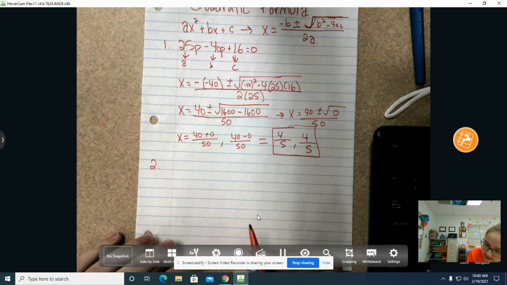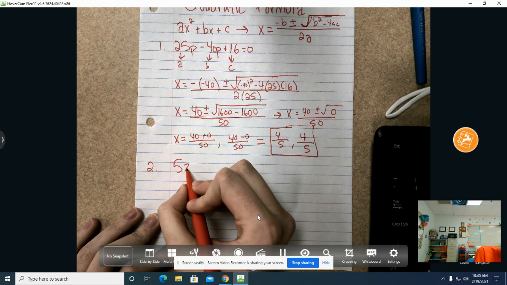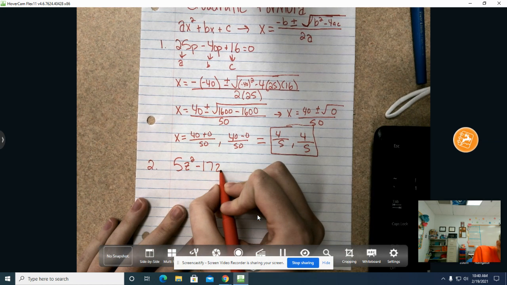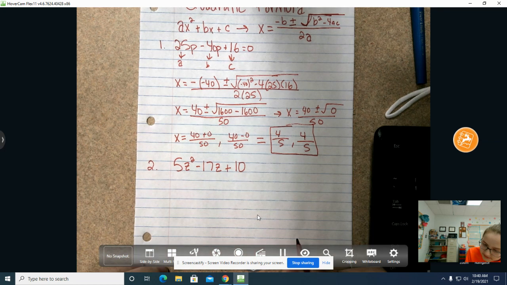Let's do an irrational one. So let's say we have 5z squared minus 17z plus 10.